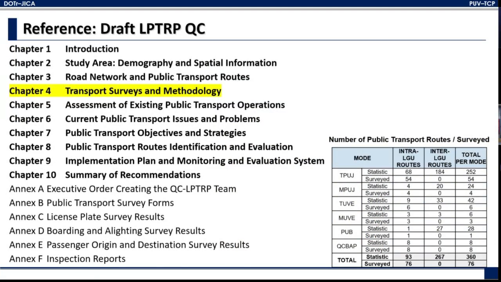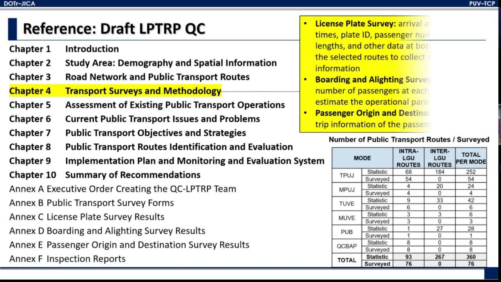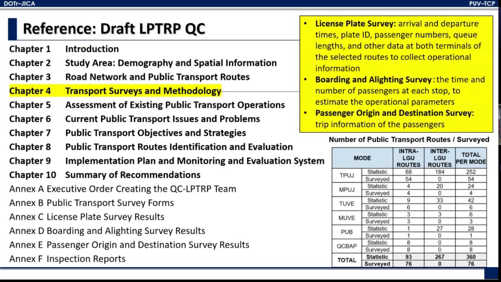This was already discussed by the Quezon City side. Quezon City has prepared a draft LPTRP, and they have implemented a license plate survey, a boarding and alighting survey, and a passenger OD survey. In the LPTRP report of Quezon City, only the intra-LGU routes are covered. However, the Quezon City side answered that they also surveyed the inter-LGU routes.